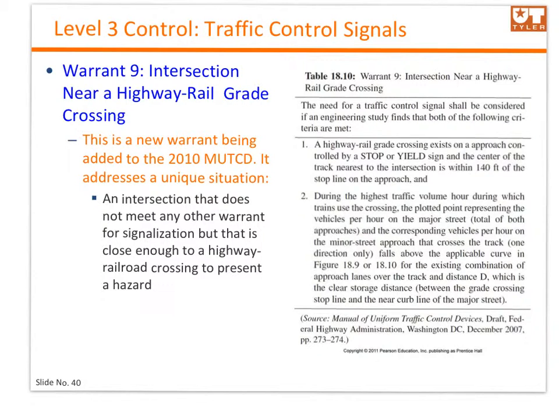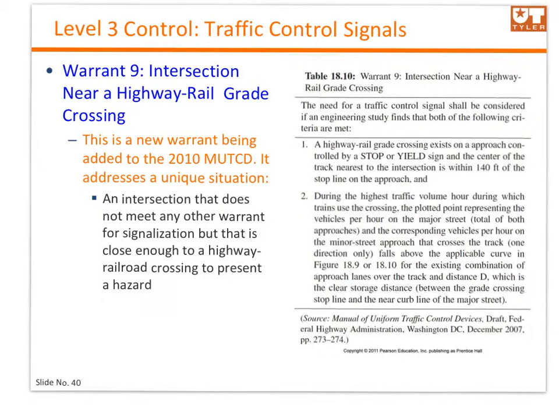the minor street approach that crosses the track, falls above the applicable curve in figures 18.9 or 18.10 for the existing combination of approach lanes over the track and distance D, which is the clear storage distance between the grade crossing stop line and the near curb line of the major street.